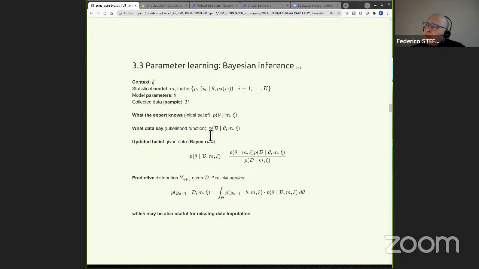Well, if we are able to define the likelihood function, which is in short the probability of the data that we observed given parameters and the model that we specified, then we are ready to update prior beliefs to obtain the posterior distribution of model parameters given data and the model specification. We can also obtain predictive distributions, which are useful not only in forecasting, but also for missing data imputation.